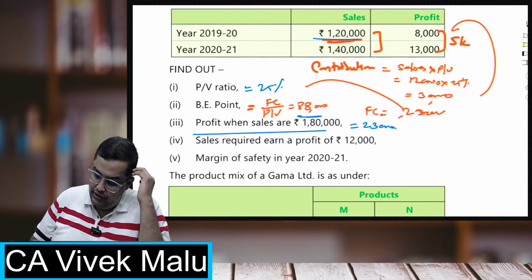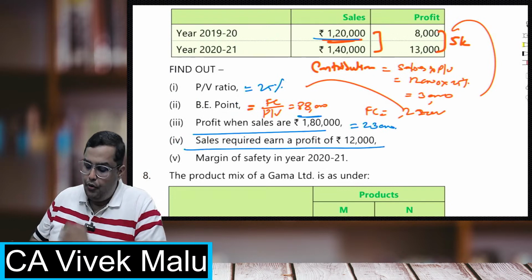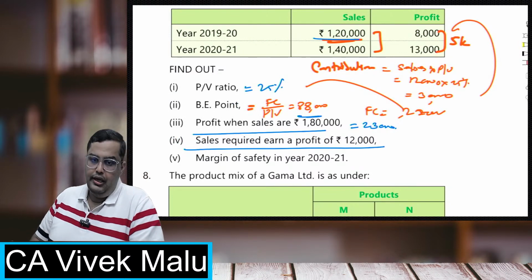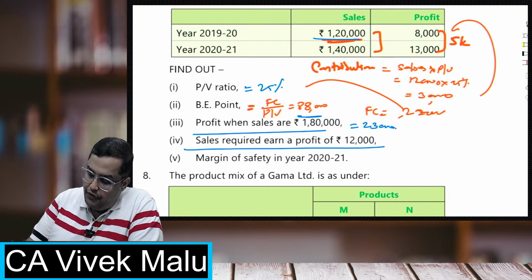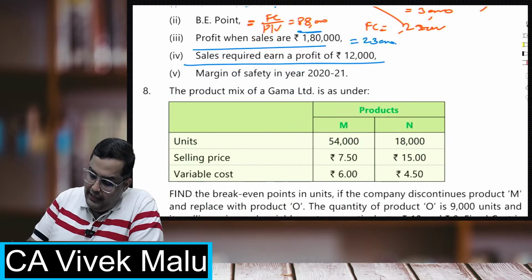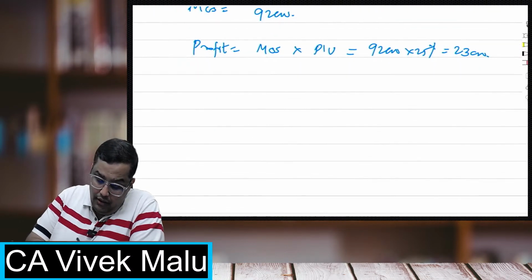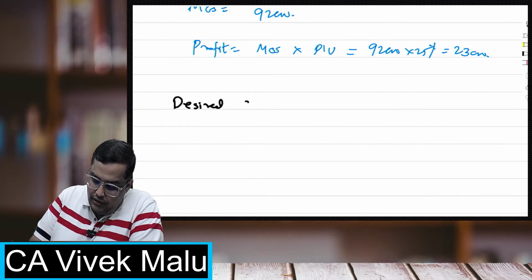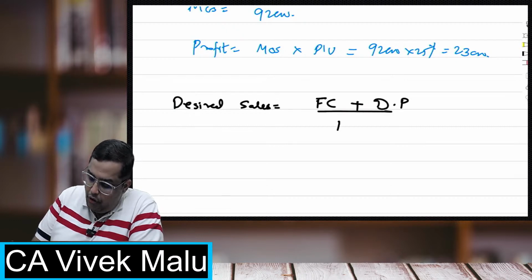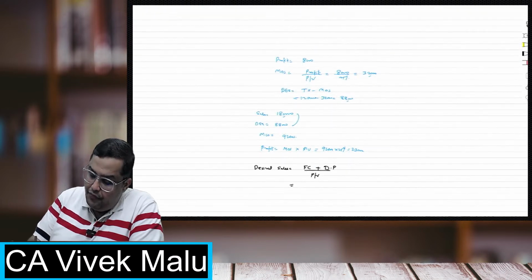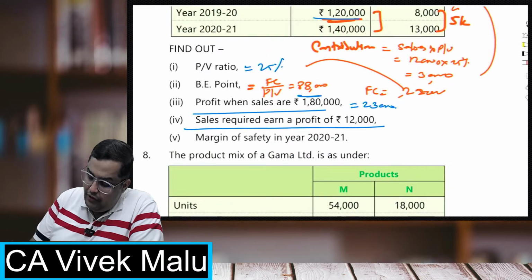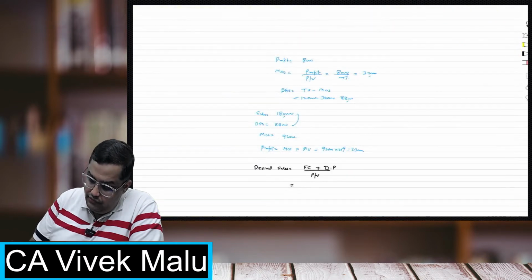Next question. Sales required to earn a profit of 12,000 rupees. Okay, how much is the sales required to earn a profit of 12,000 rupees? Again, it is very simple. Desired sales we want. We know the formula: fixed cost plus desired profit upon PV ratio. So fixed cost, we have calculated it before. You remember? Fixed cost, we have calculated 22,000 rupees.